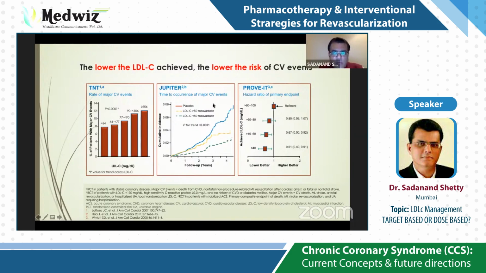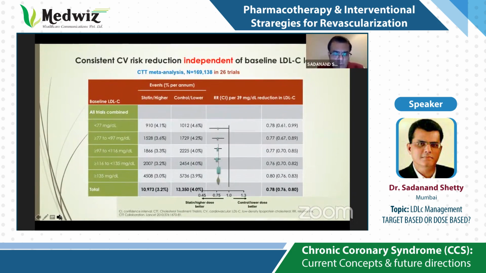So also the p-value is very, very significant. Even here, between the dose of statin and when you see LDLc less than 50, as also in PROVE-IT, you see the hazard ratio, lower is the better. Now, the CV risk reduction is consistent, independent of the baseline LDLc.